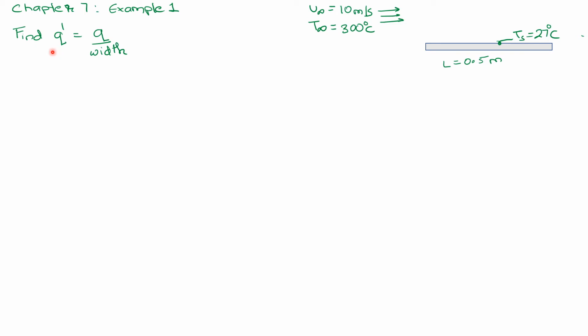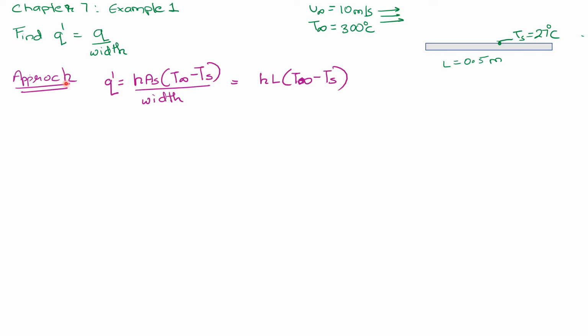And we have to find out what is the heat transfer per unit length, that is, the heat transfer rate per width that is inside the page of the plate. So what will your approach be? By Newton's law of cooling, your formula for Q prime will be hA times delta T divided by the width. So this will be your h times L times T infinity minus Ts, because T infinity is at a higher temperature.